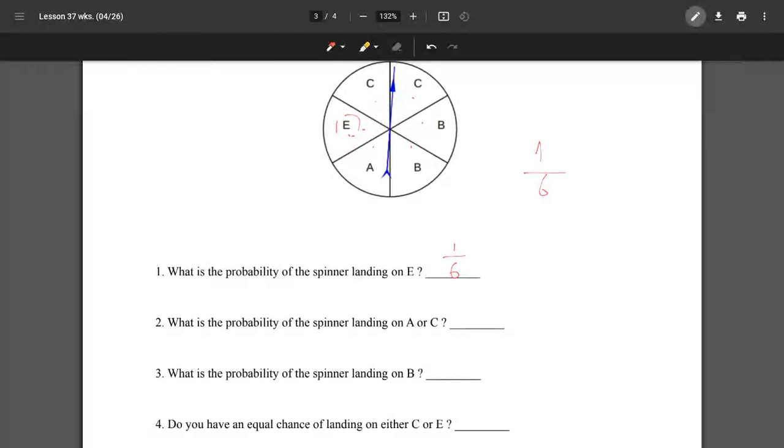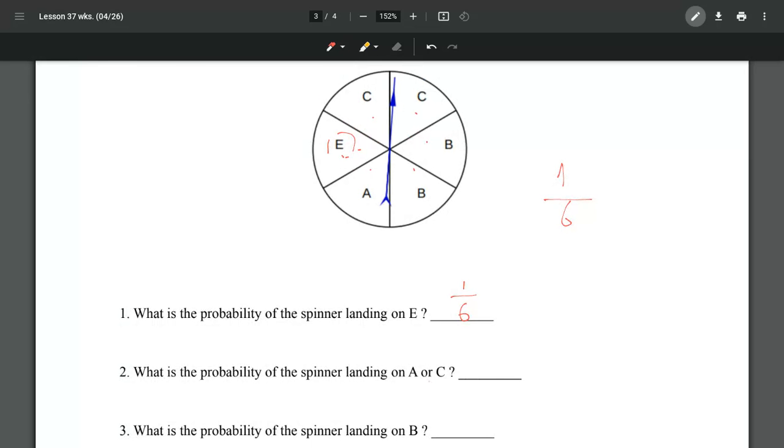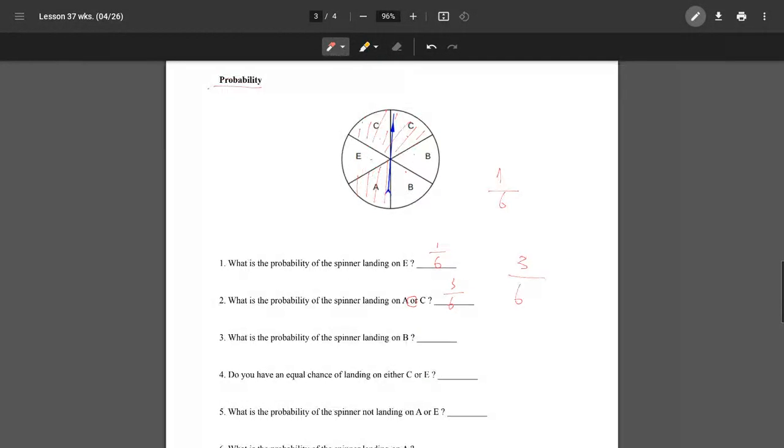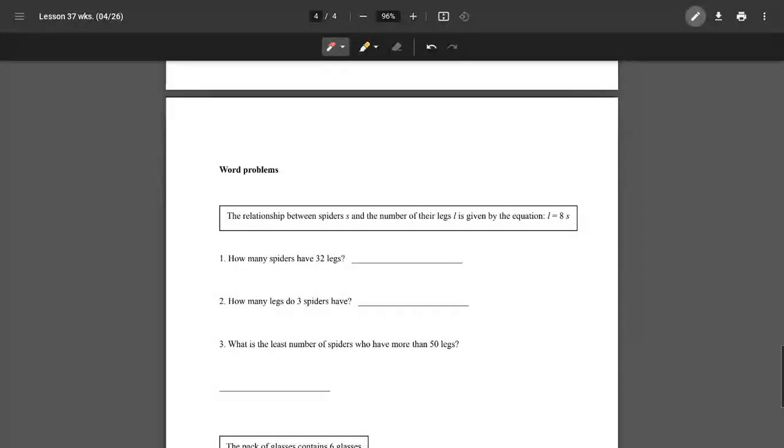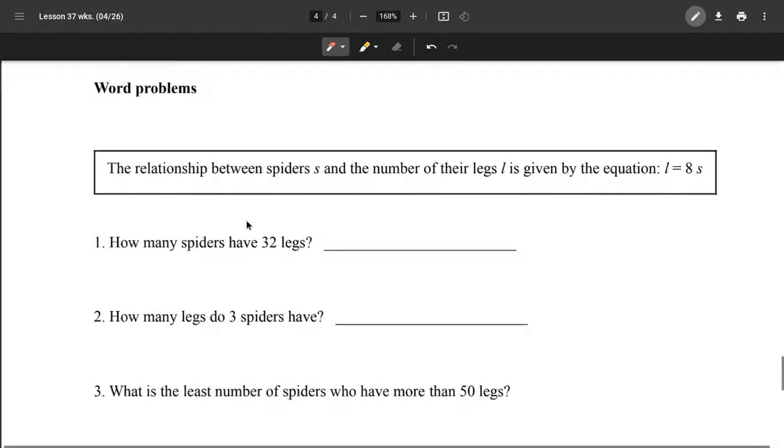Okay. What is the probability of the spinner landing on A or C? So A or C, right? So there's one A, and there's 2 C's. Okay? And so in total, the probability of landing on A or C would be 3 out of 6, right? Okay. So that's it. Go ahead and find the probability for the rest. And let's move on to our last page, which is word problems.